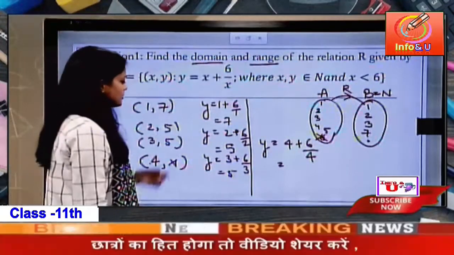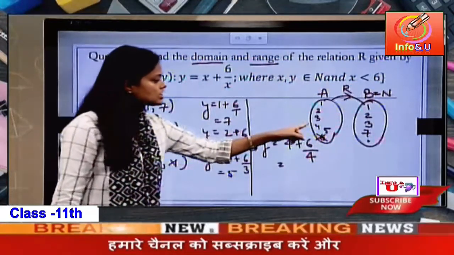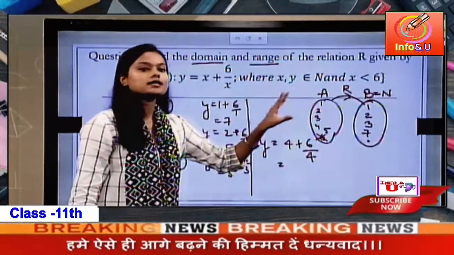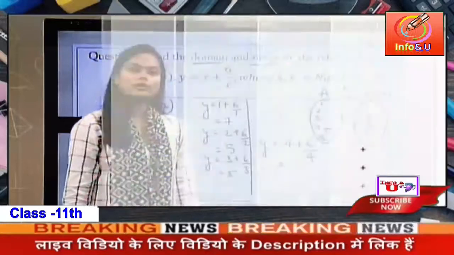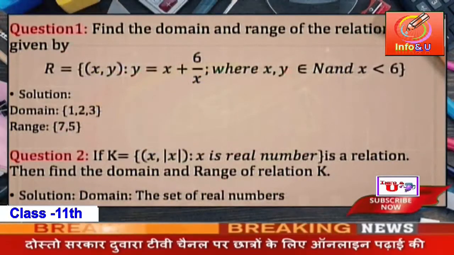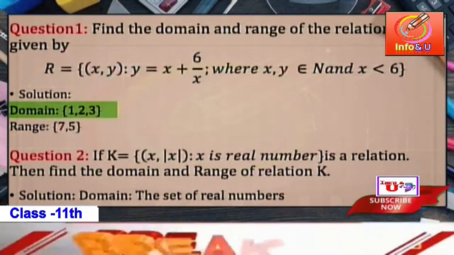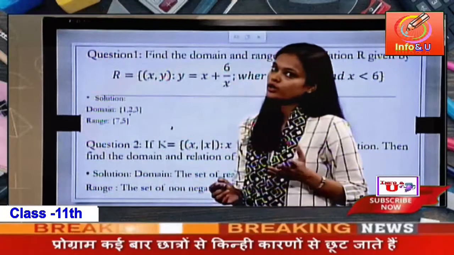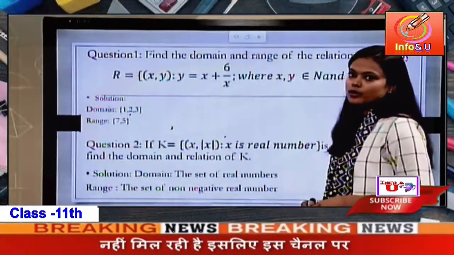Similarly, we are going to find the image of each and every element in the set A, and see whether it has an image in codomain B or not. So you can see what we get. We get the domain as 1, 2 and 3. 4 and 5 will not have their images, and the range is 7 and 5. So let us take another question.